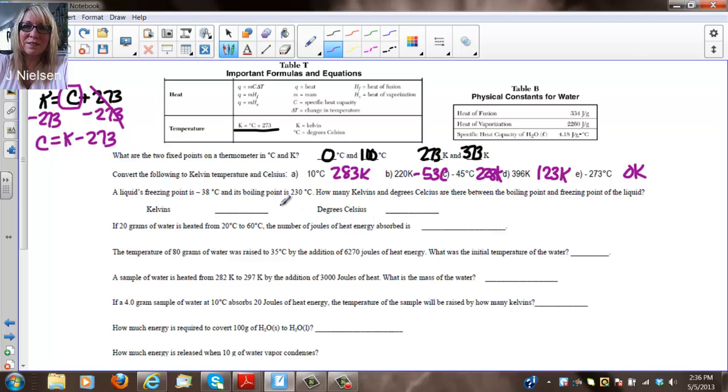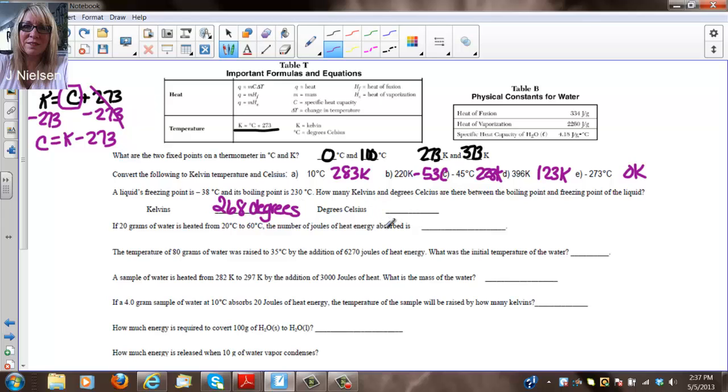Okay. A liquid's freezing point is negative 38 degrees Celsius, and its boiling point is 230 Celsius. So how many Kelvin and degrees Celsius are there between them? Well, negative 38 to 0 is 38 degrees, and then to 230, so that gives me 268 degrees.